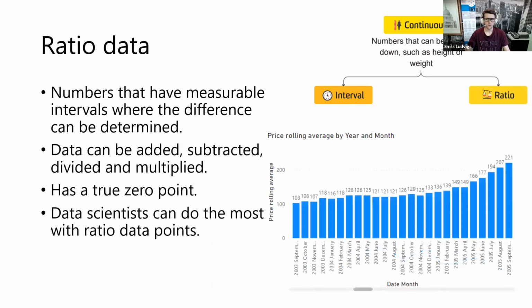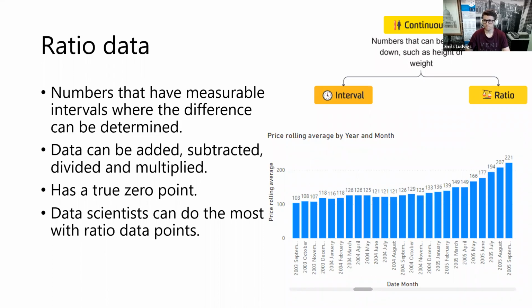So the second group is the ratio data. With this, I mean that the data can be divided by themselves. And in this data, it's really interesting that it has the true 0 point. And what does it mean? It means that when the data has no value, for example, we have the weight. At a weight of 0 kilograms, we have no weight.